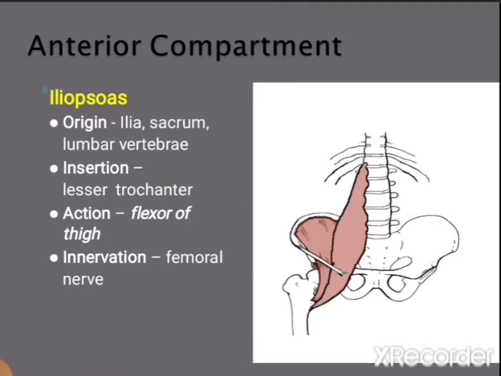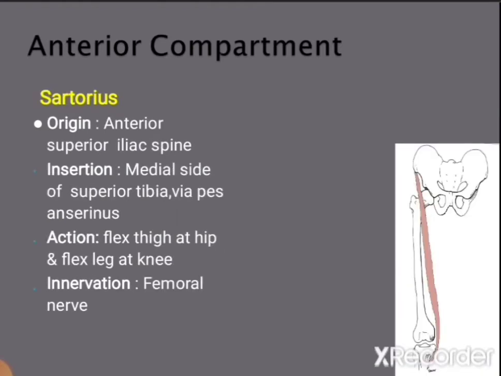Now the iliopsoas. It arises from the iliac fossa, sacrum and the lumbar vertebrae, and it is inserted on the lesser trochanter of the femur. The action is flexor of the thigh. Innervation is the same for all the muscles of the anterior compartment, that is the femoral nerve.